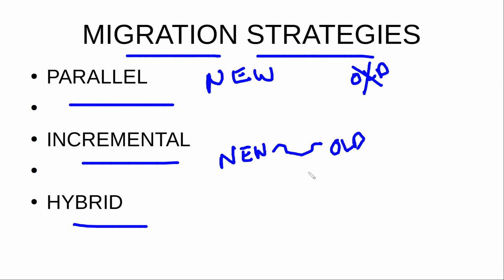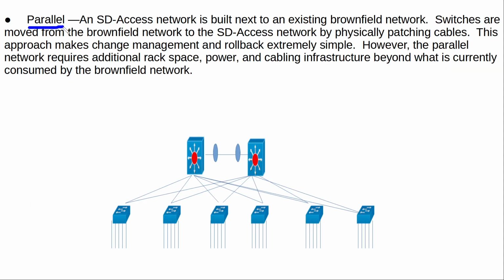With incremental and hybrid, you are going to have a new SD access network, but it will carry some old design issues. So, in some sense, the recommended approach will be parallel because you will have a brand new SD access network that is not carrying bad design choices from your old network, but the disadvantage is that it is a bit more costly to set up. So let's talk about each one of them in detail. Let's go first with the parallel approach.